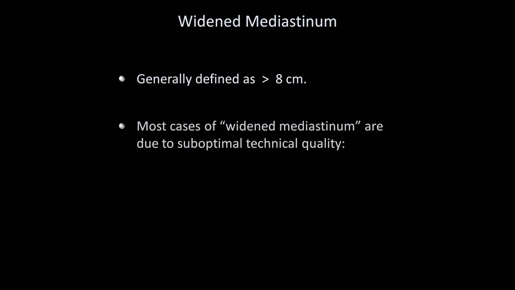Now I'll move on to abnormalities of the mediastinum and hila. The most important of these abnormalities is a widened mediastinum. This is generally defined as greater than 8 centimeters on either a PA or an AP film. However, most cases of an apparently widened mediastinum are due to rotation of the patient, poor inspiratory effort, or an AP view.